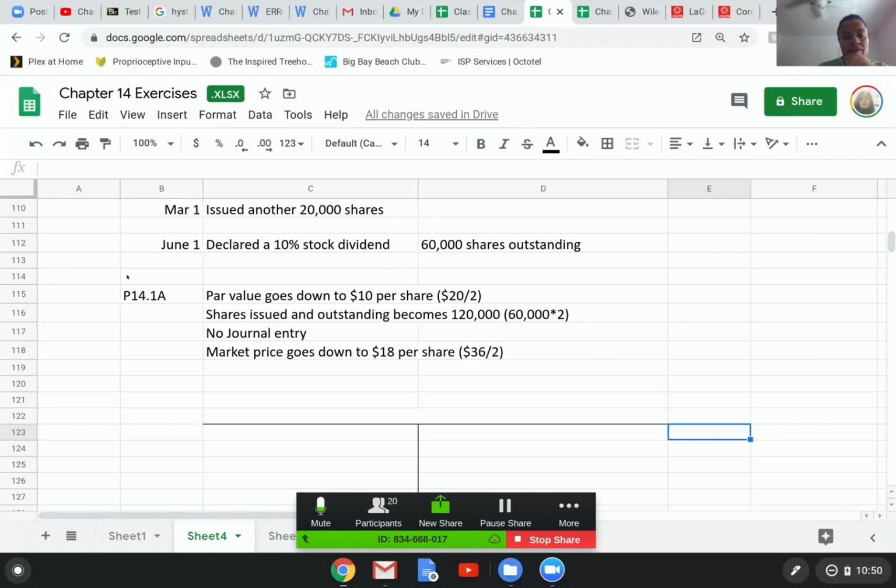And I used the one transaction from P14.1A. If you look in the solution, it will probably just say no journal entry, but it will probably discuss the fact that the par value goes down and the number of shares goes up.